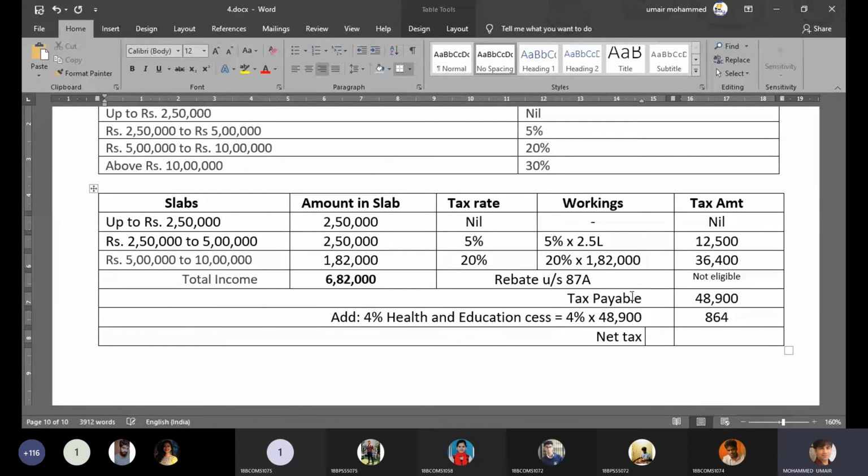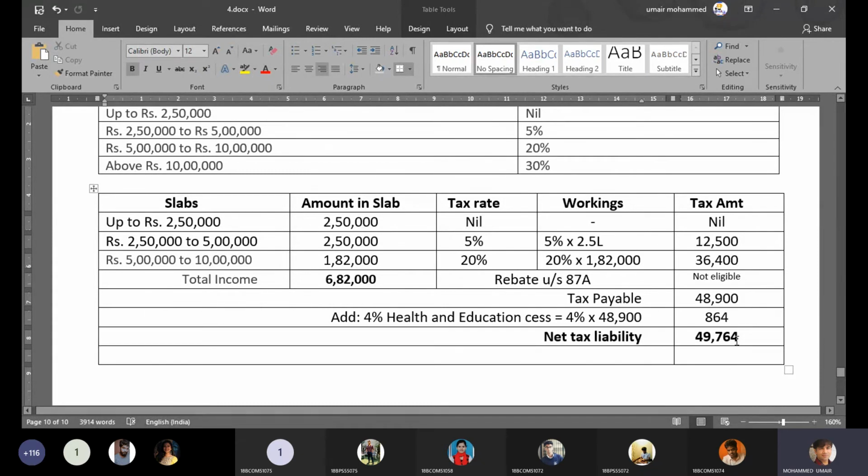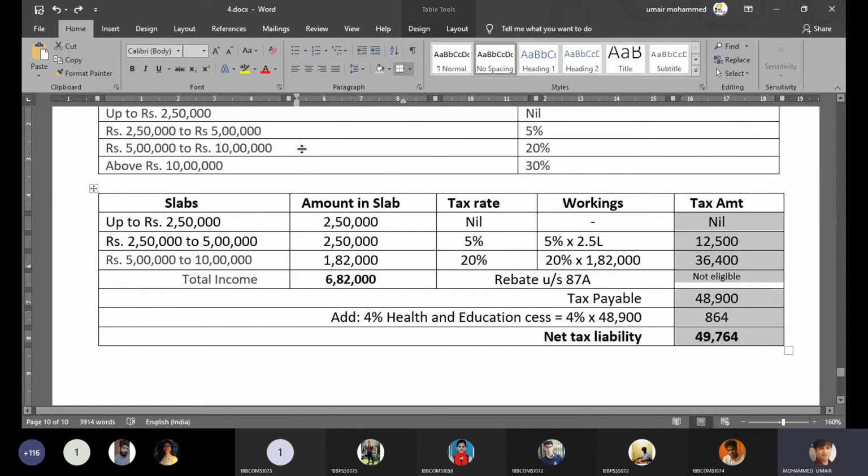Net tax 50,856. As per the rules, you should round off this to the nearest 10 rupees, which is 50,860. But anyways, even if you don't round off, it's okay. We'll not follow this from the viewpoint of examination. So this is the 4% education cess.